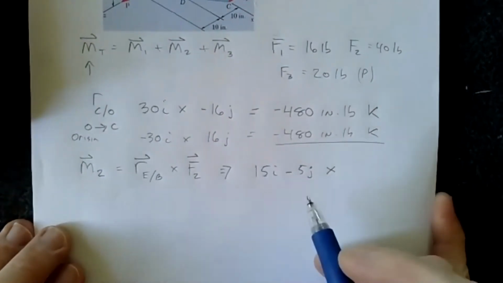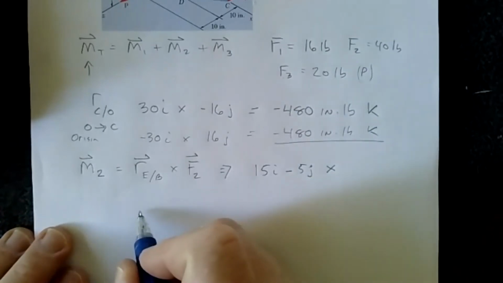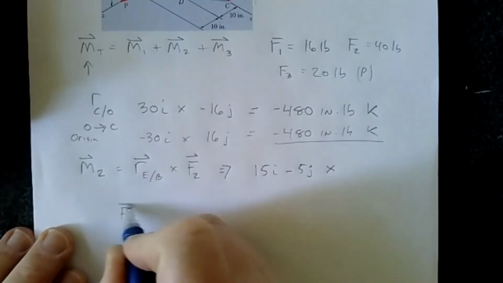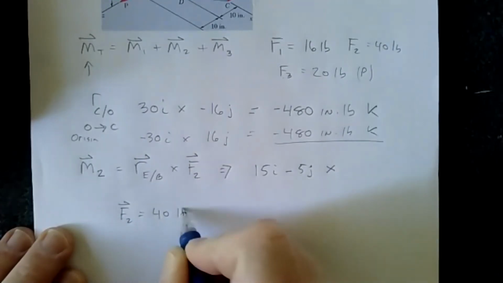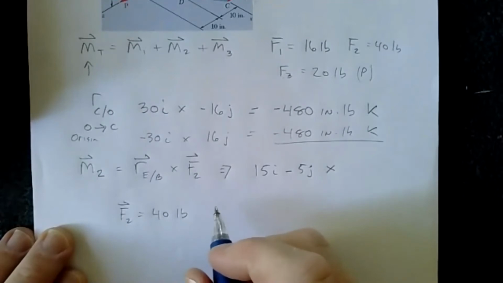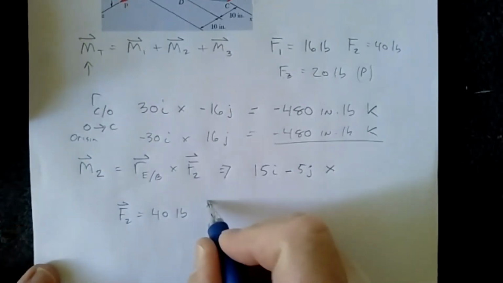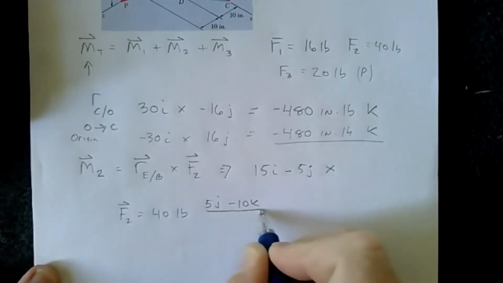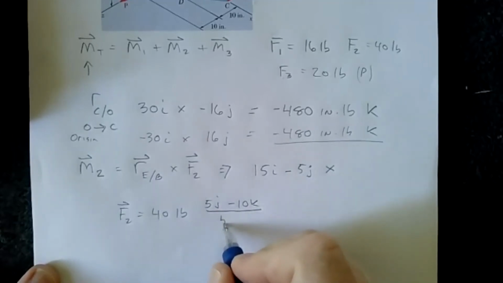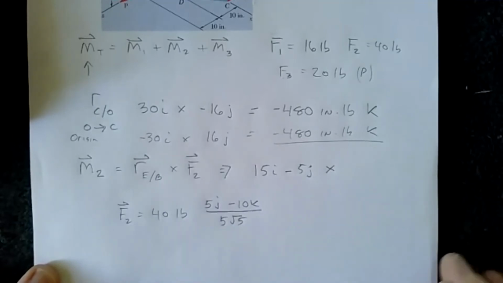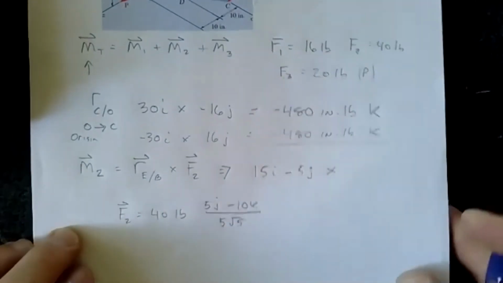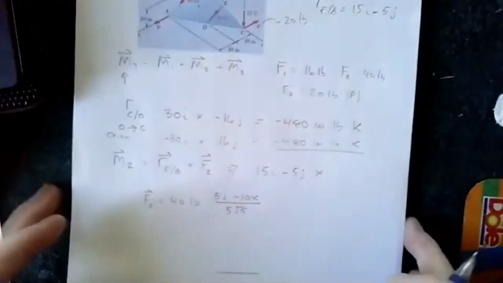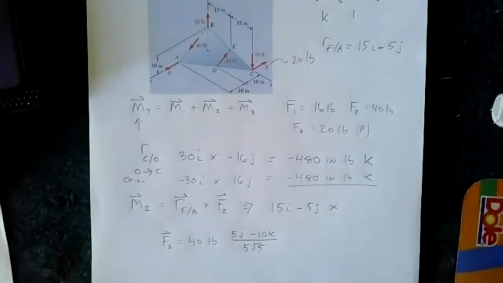So if we want to figure out the force direction, we know that force 2 is going to equal 40 pounds, multiplied by (5J minus 10K), all divided by 5 times root 5. Now, where did I get that from? Again, pull this up a little. It's a little blurry, but hopefully you can all see it there.